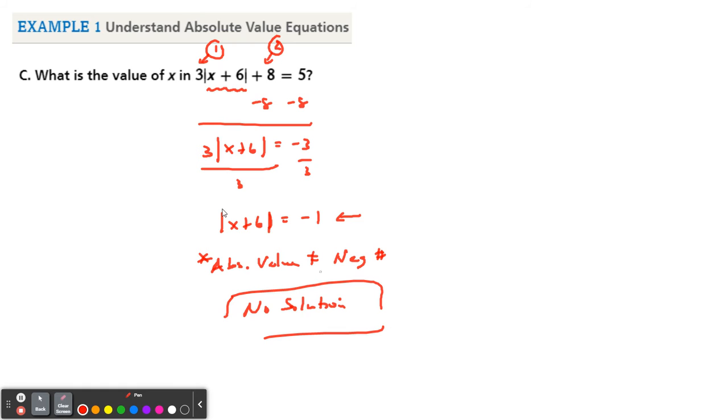And there you go. So two things from this example. Notice the isolation of the absolute value. Ask yourselves what's happening outside the absolute value. Undo that. And then number two, watch out for this trick. Make sure they don't have the absolute value set equal to a negative number. That cannot be true.